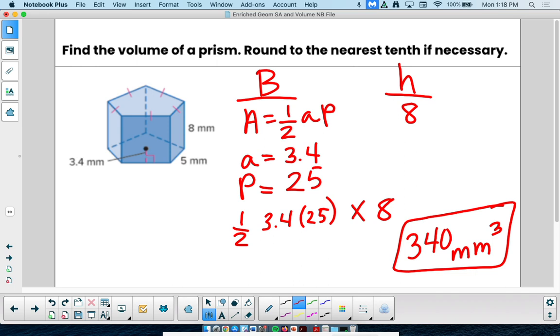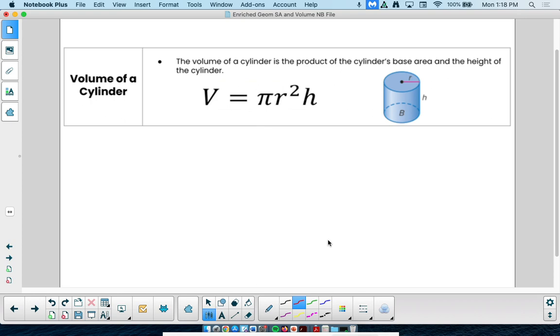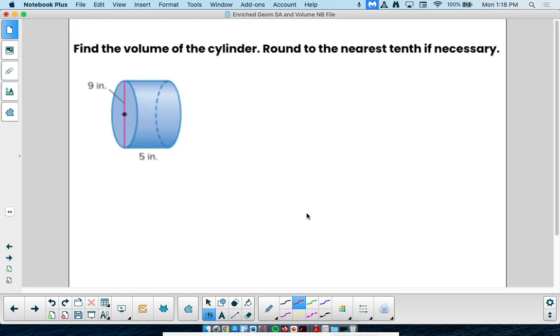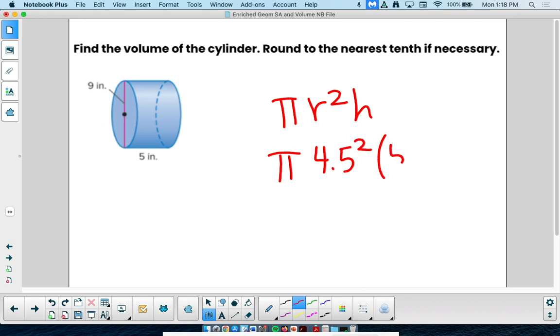What's your base shape on a cylinder? Circle. So it's still the same. Base area, pi r squared, times the height. This is the area of the bottom, your circle, times how tall your cylinder is. So if we find this first one, round to the nearest 10. What's our radius? 4.5. How tall is it? 5. Type it in.